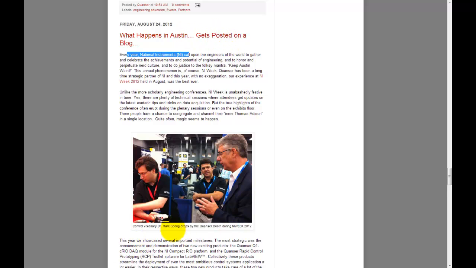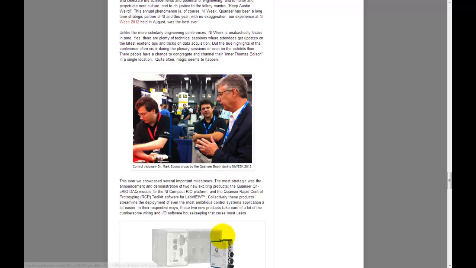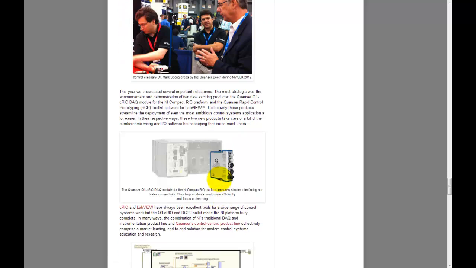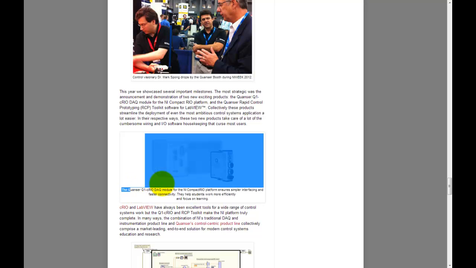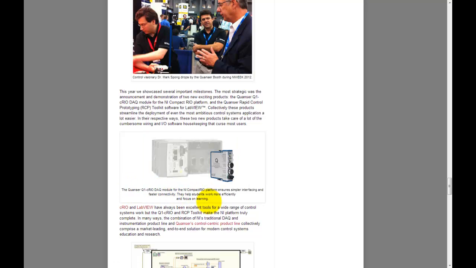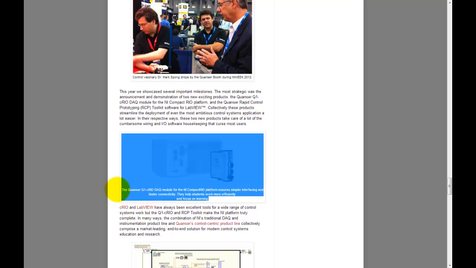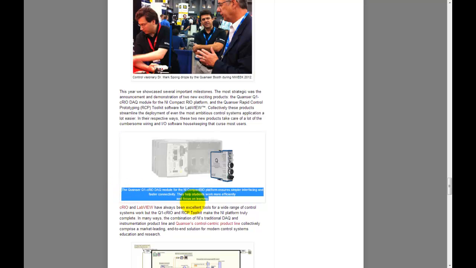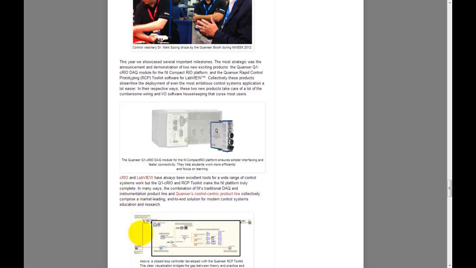That's funny. Controls visionary Dr. Mark Spong, this is Lior Greppler on the left side, and Paul Gilbert, our CEO, right in the middle. They obviously look like they're engaged in a very intense topic of conversation, and most likely it's the Quanser Q1 Serial. Everybody is super excited about the Quanser Q1 Serial. This is going to make integrating the Serial with Quanser solutions a breeze. So very, very exciting. Keep an eye on that.